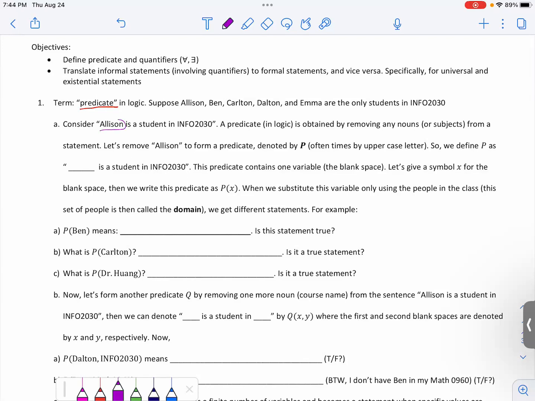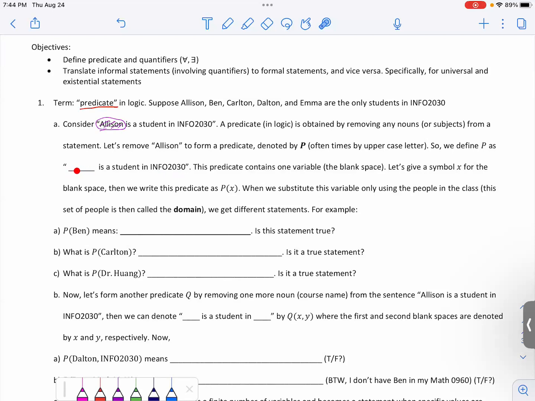Suppose Allison is removed from this statement. Then we are going to form a so-called predicate. We usually denote a predicate by a capital letter, say in this case, a P. And here's what P is. So P is defined as: a blank is a student in info 2030.